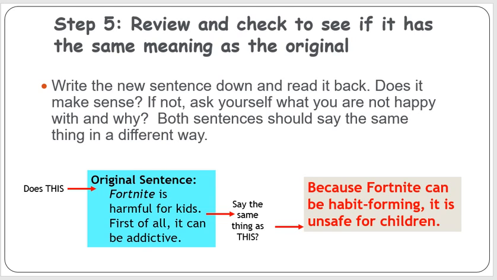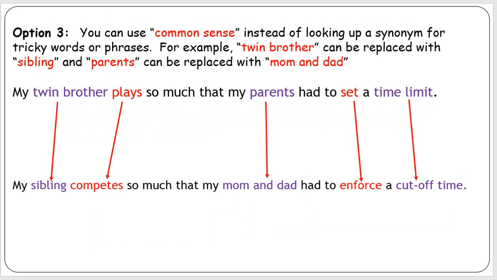So this original sentence, Fortnite is harmful for kids. First of all, it can be addictive. Does this say the same thing as this? Because Fortnite can be habit forming, it is unsafe for children. They basically say the same thing, but in a completely different way, which is your goal when you're paraphrasing.